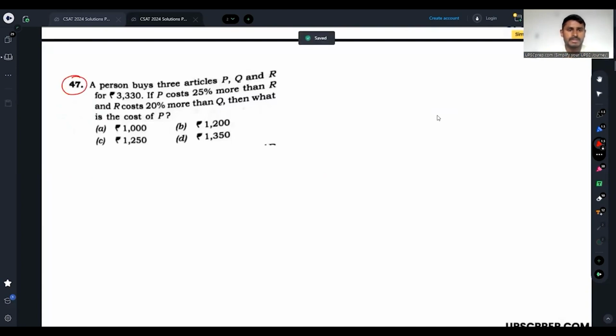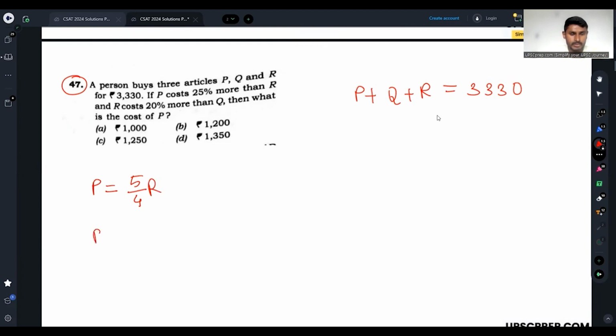Question 47. A person buys 3 articles P, Q, and R for rupees 3330. Okay, so P plus Q plus R, these are the 3 articles, costing 3,330 in total. If P costs 25% more than R, what they are saying is that the cost of P is 25% more, that is 5/4 times R, right? And R costs 20% more than Q. So R is 6/5 times Q, right? 20% more means 6/5 times Q.